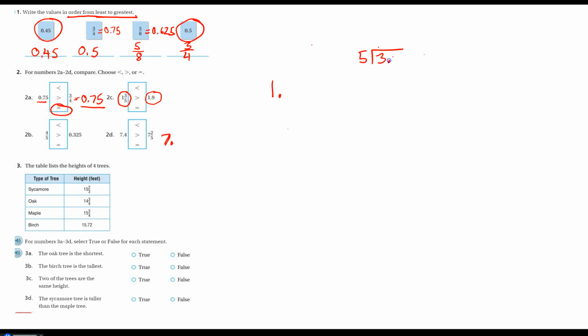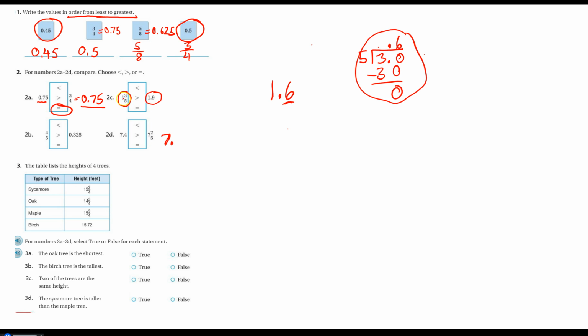5 can't go into 3, so we add a decimal, bring it straight up, and add a 0 behind. 5 goes into 30 6 times, 5 times 6 is 30 exactly. Subtract gives us 0. So 1 3/5 is going to be 1.6, 6/10. There's a 6 right behind the decimal.